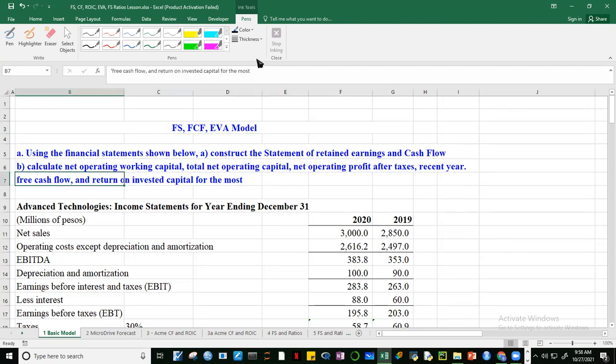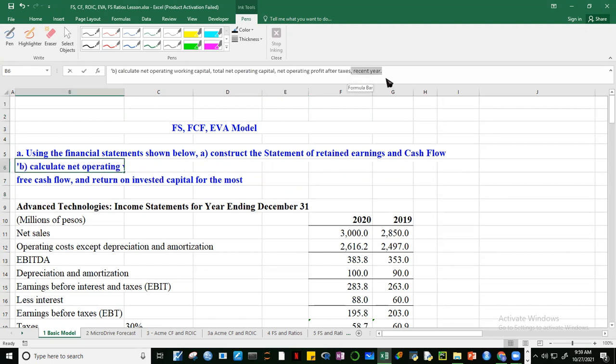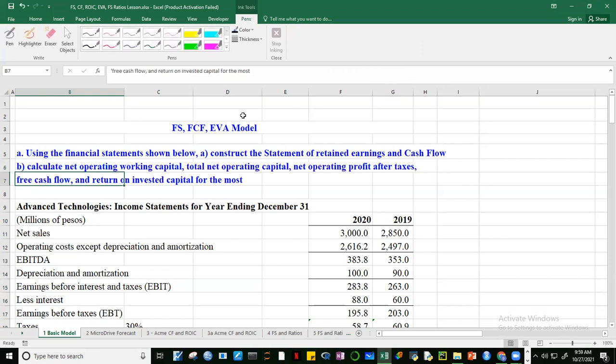Okay, I'm sorry about this, guys. This got cut, maybe in copying it. Free cash flow return for the most recent year. So kindly remove this, Control X. This should be here. I'm sorry for displacing. Okay, I'm sorry about that. For the most recent year.